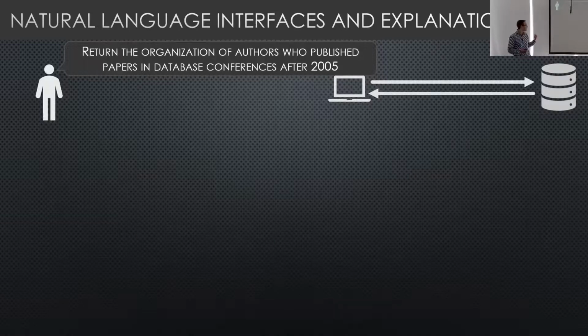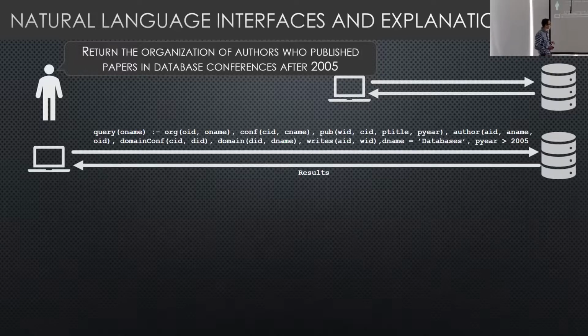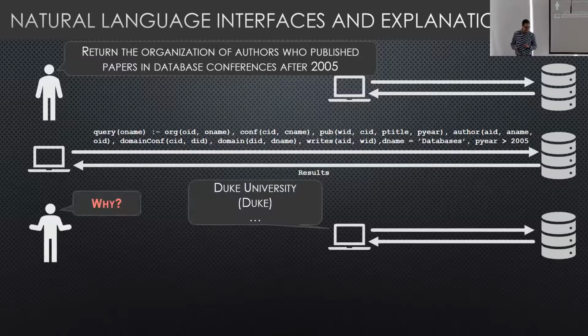So let's consider this use case where a user formulates a query over an academic database. So the query returns the organization of authors who published papers in database conferences after 2005. When this query is inputted to a natural language interface, it's automatically translated into this formal query written here in Datalog, and we don't need to go into the specifics of Datalog, but then the formal query is evaluated and the results are returned to the interface to show to the user.